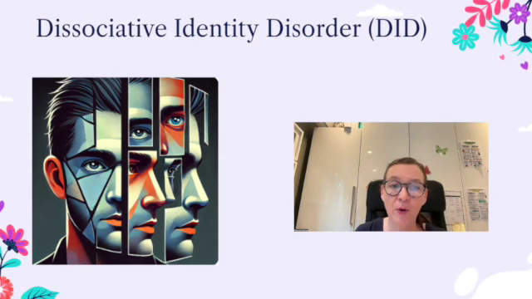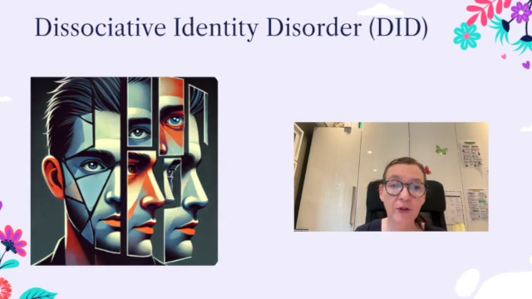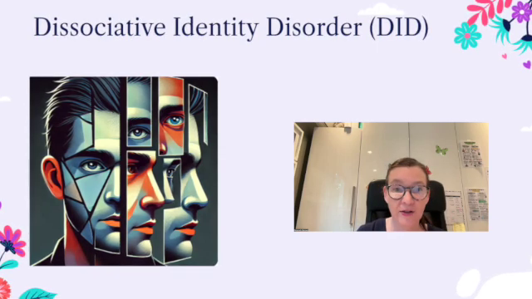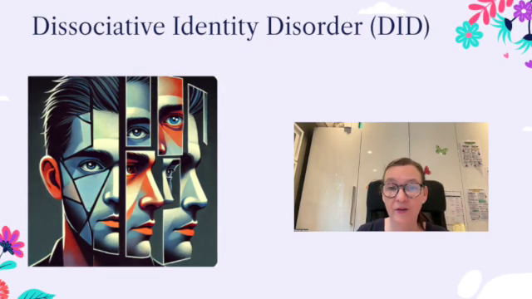So the first one is disruptions in identity. A person may shift between personalities, each with unique traits, ages, or even genders. For example, one alter may be calm and logical, while another is aggressive and impulsive.